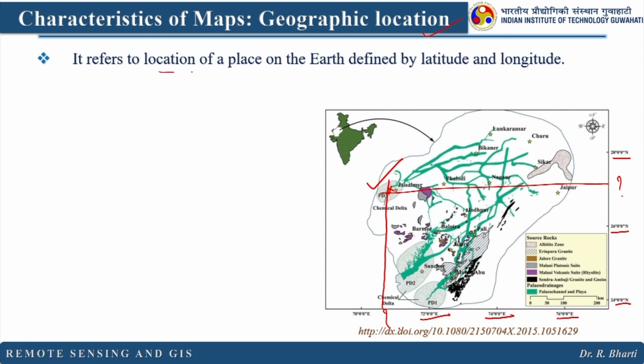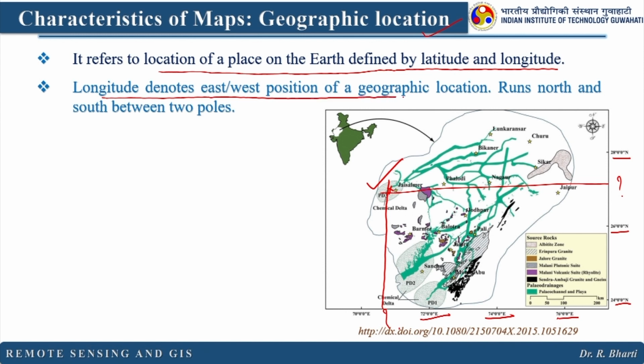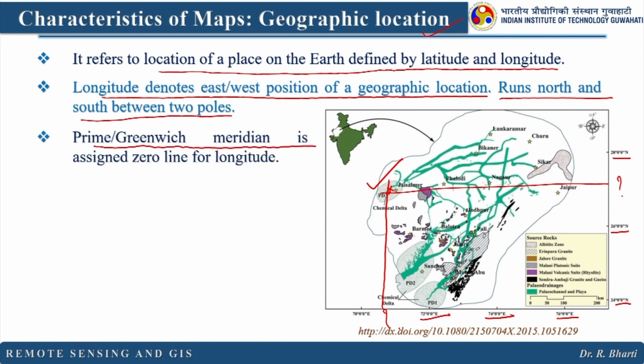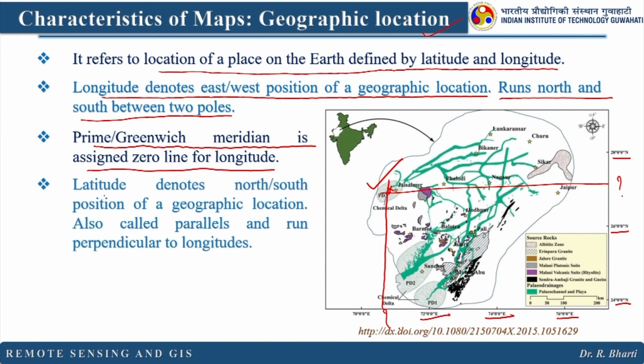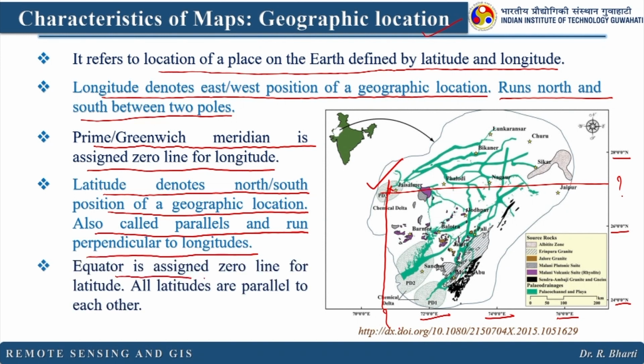Here it refers to the location of a place on the earth defined by latitude and longitude. Longitude denotes the east-west position of a geographic location and runs north and south between the two poles. The Prime or Greenwich meridian is assigned the 0 line for longitude. Latitude denotes the north-south position of a geographic location, also called parallels, and runs perpendicular to longitudes. The Equator is assigned the 0 line for latitude. All latitudes are parallel to each other. I have written these in very layman language so you can easily understand what exactly latitude and longitude mean and how they vary. And remember, they are perpendicular to each other, so they vary in different directions from each other.